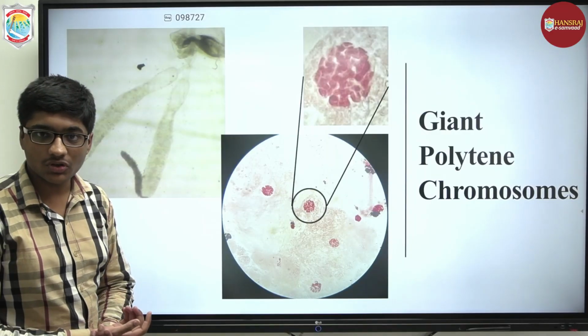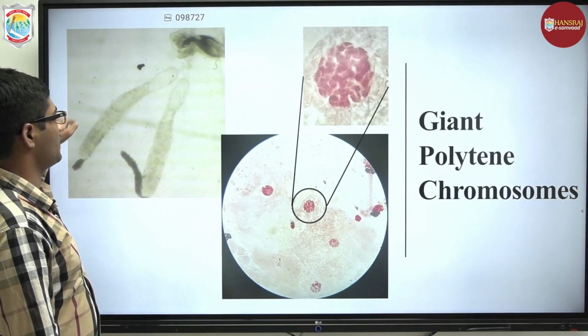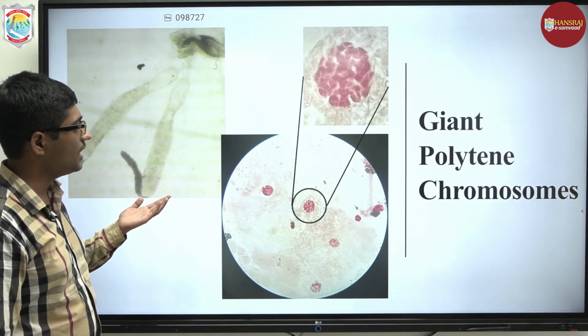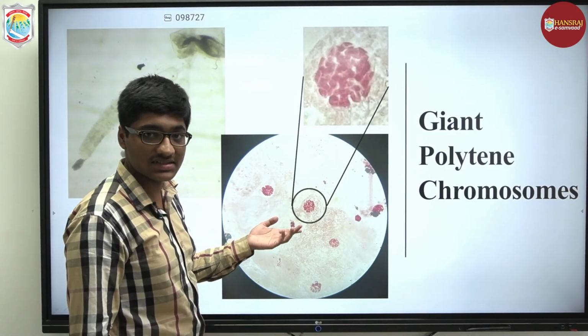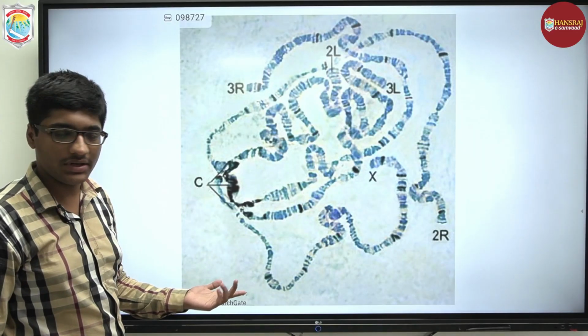Giant polytene chromosomes are present. It is one of the very famous features of it. This is the salivary gland of a Drosophila L3 stage larva, and this is the polytene chromosome which has been obtained by staining. This is an enlarged view of the polytene chromosomes.